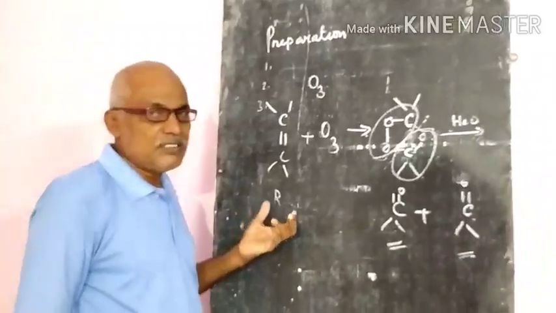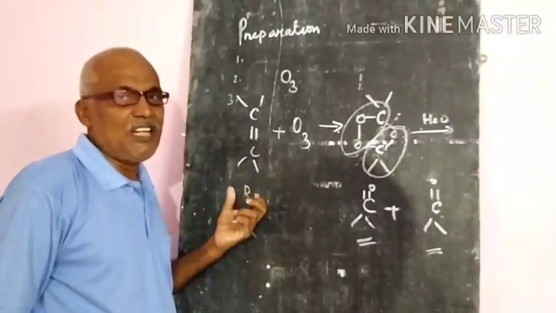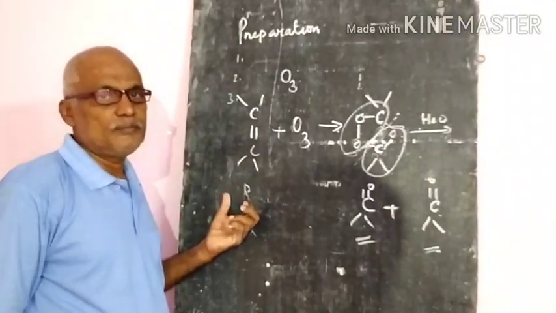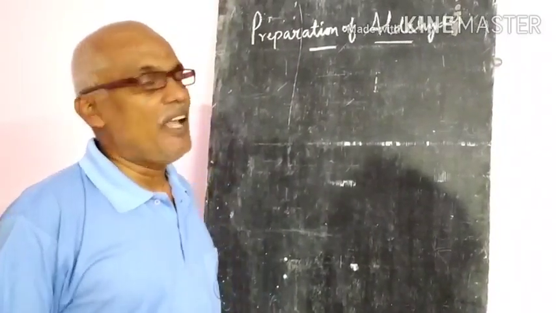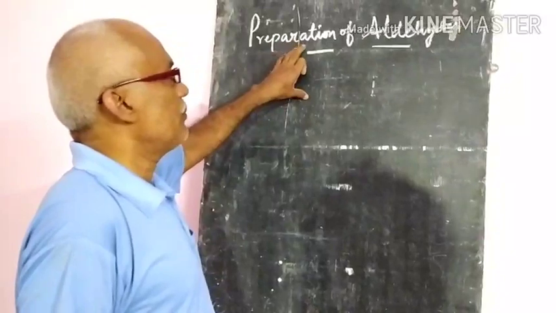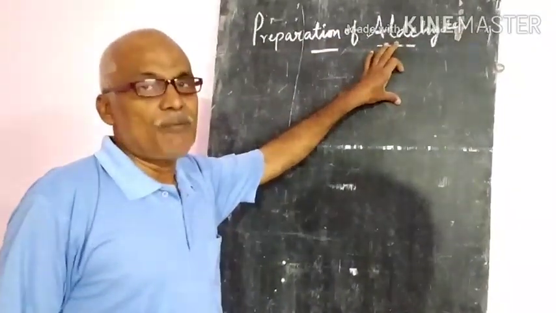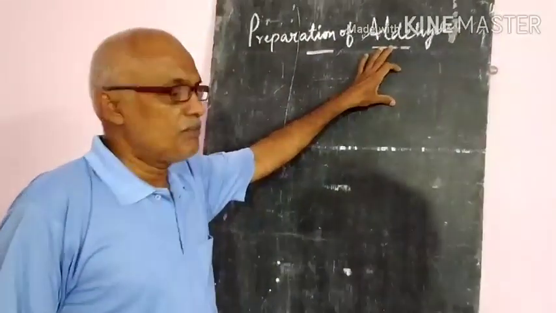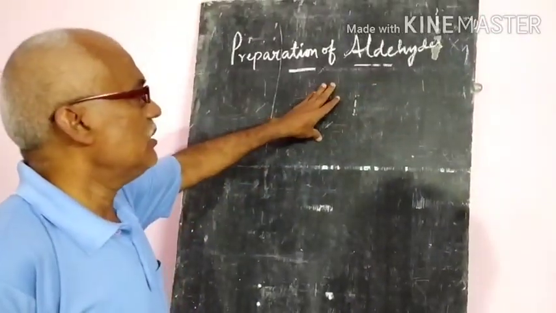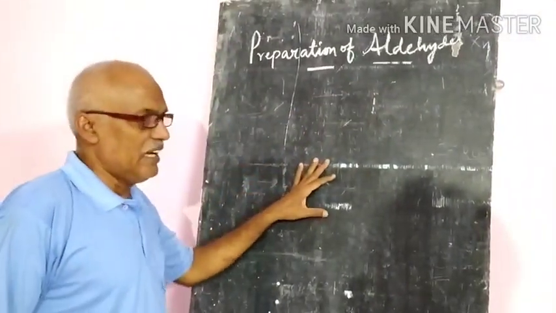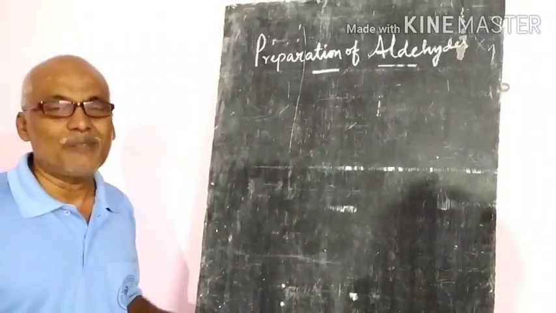Next we will see some of the name reactions. Now let us see some name reactions for the preparation of aldehydes. In this one, both alkyl aldehydes and aryl aldehydes we can prepare.